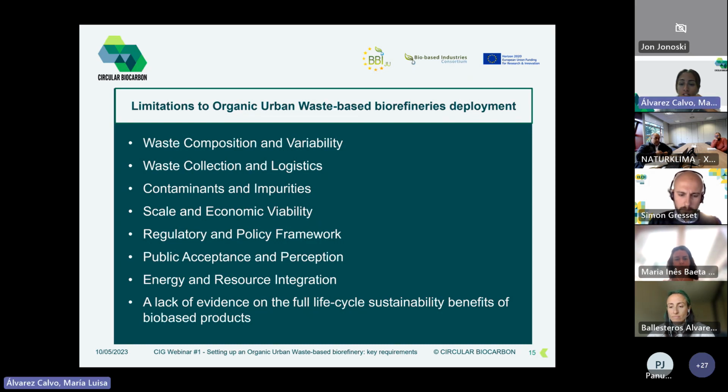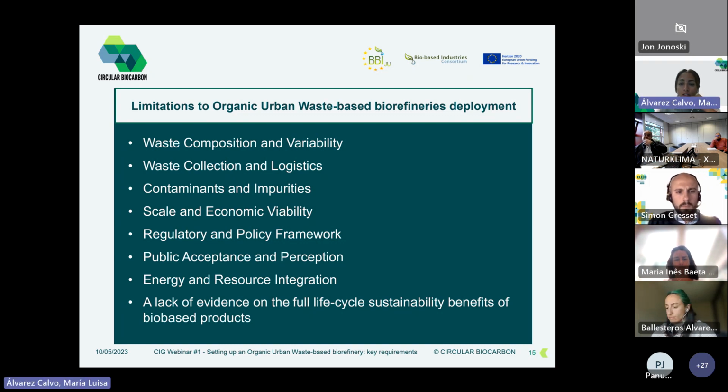Another limitation is the scale and economic viability. Why? Because the scale of operation and the availability of cost-effective technologies play crucial roles in determining the profitability of biorefinery projects. Smaller scale biorefineries may struggle to achieve economies of scale, while larger scale facilities may face higher capital investment requirements and operational complexities.